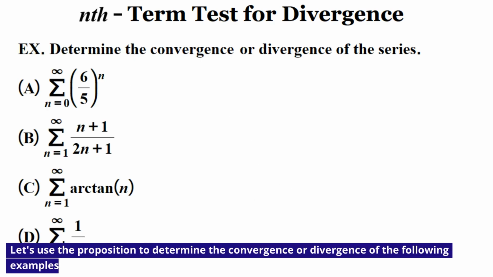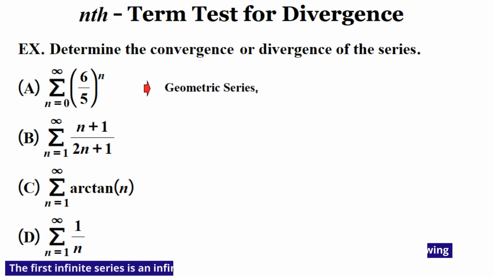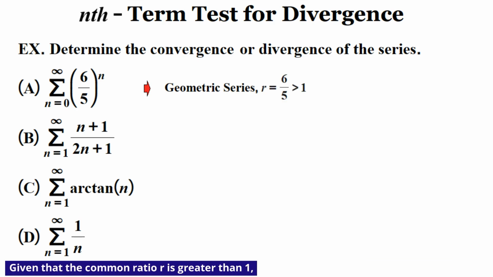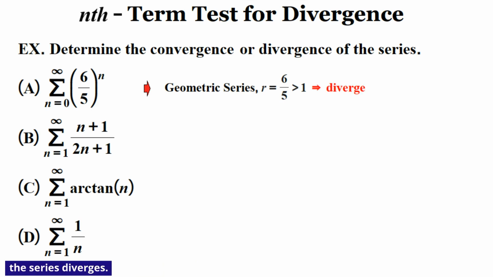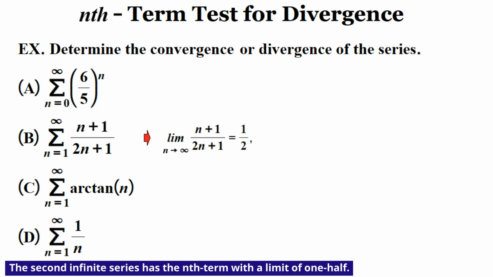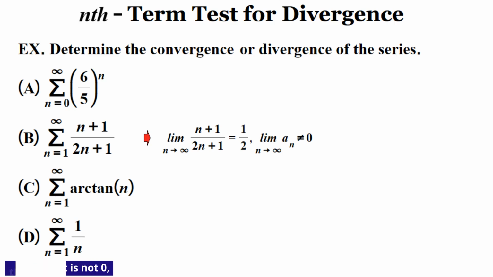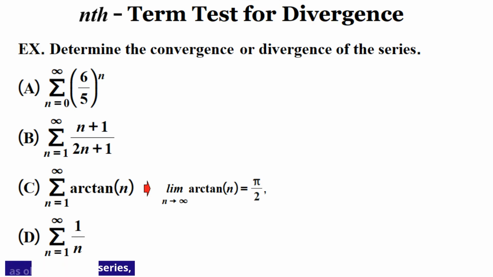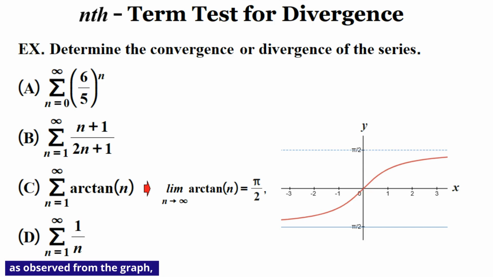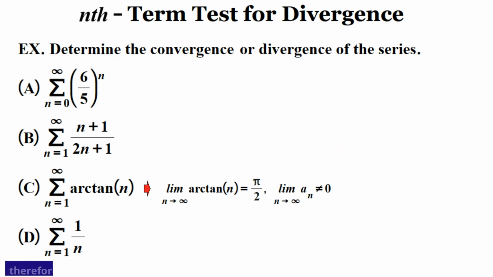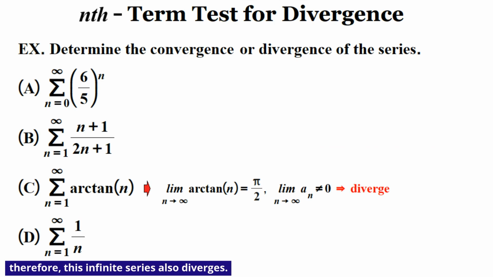Let's use the proposition to determine the convergence or divergence of the following examples. The first infinite series is an infinite geometric series. Given that the common ratio r is greater than 1, the series diverges. The second infinite series has the nth term with a limit of 1/2. As the limit is not 0, this infinite series diverges. The third infinite series, as observed from the graph, the limit is not 0, therefore, this infinite series also diverges.